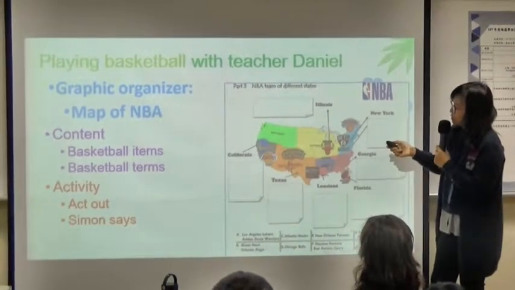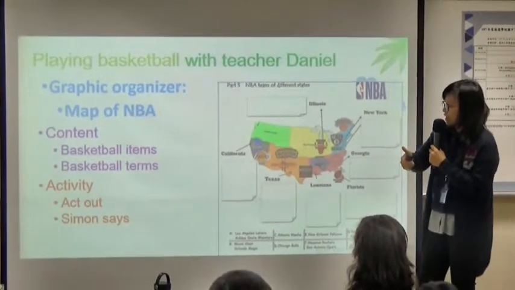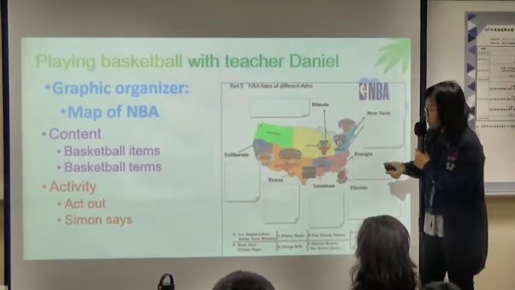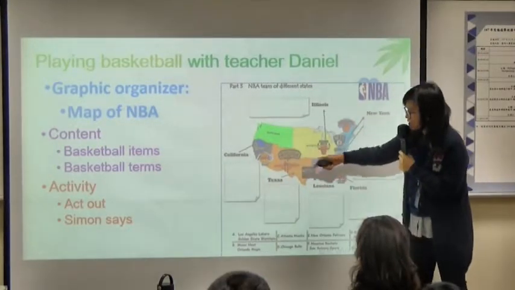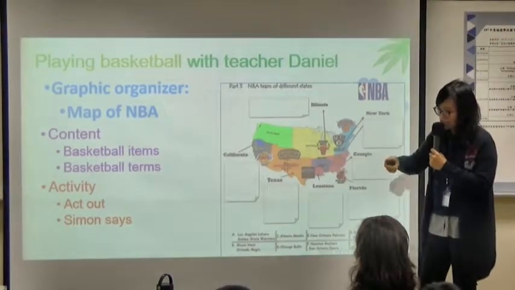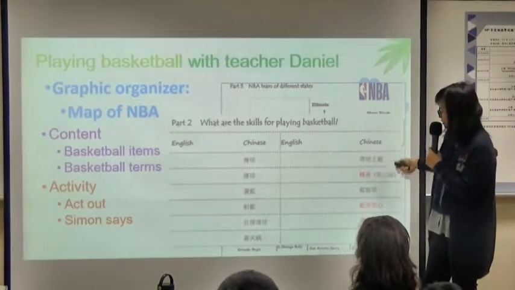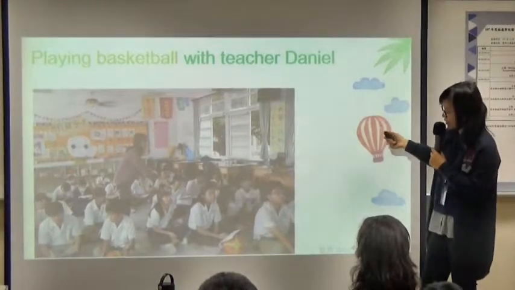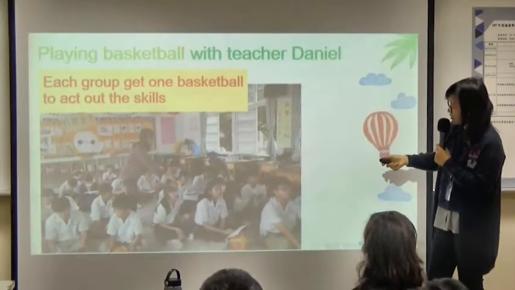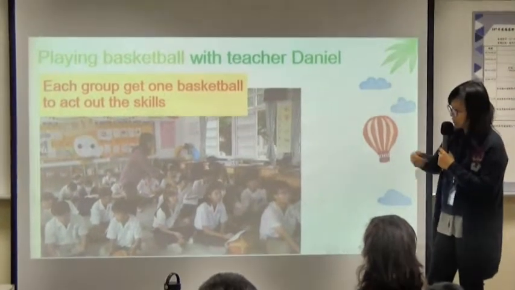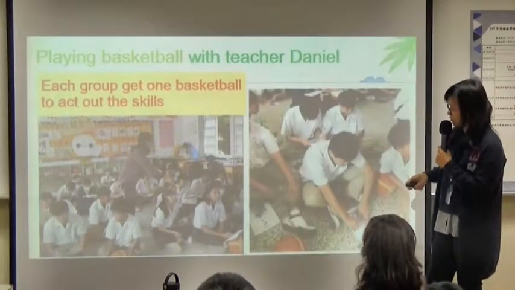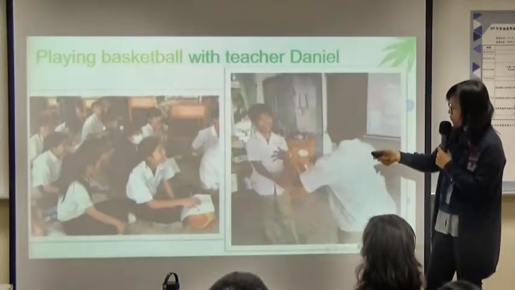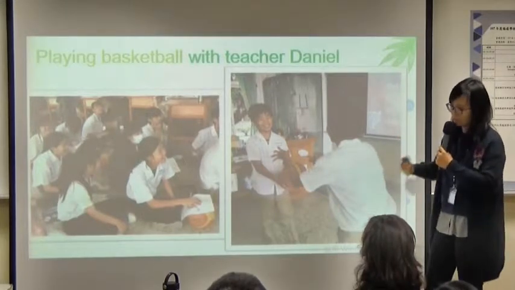And then we move to sports. Basketball is really famous in Taiwan and in the USA. So we introduced some basketball items and basketball terms for students to act out. So these are the words they will learn in this lesson. And this is the classroom. Each group got one basketball to act out the skills they are going to learn for basketball. So they're taking notes at the same time. And they are really happy with this lesson because they got to act out.